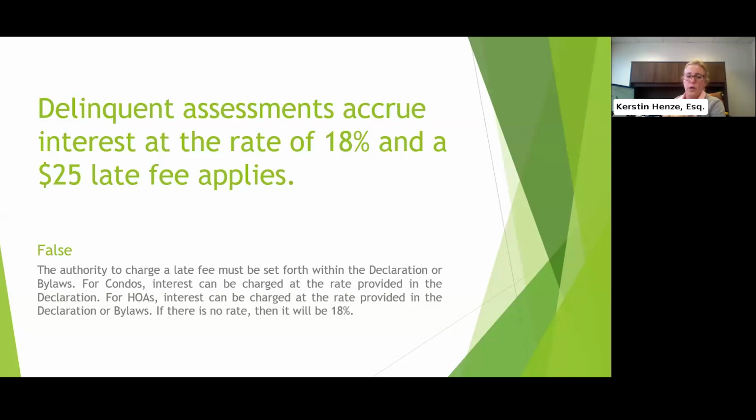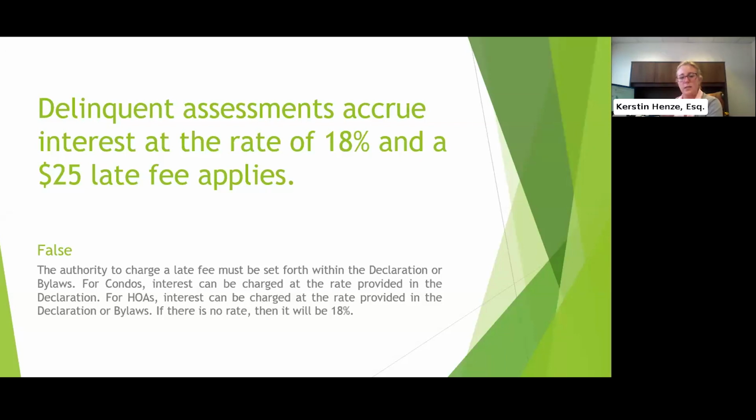Okay. So if you, let's say, don't have the specific authority, and you wanted to amend your documents to give you the authority to collect late fees on delinquent assessments, the way that we would recommend you to draft the amendment is to say, the association or the board is authorized to collect late fees up to the maximum amount provided by law as amended from time to time.